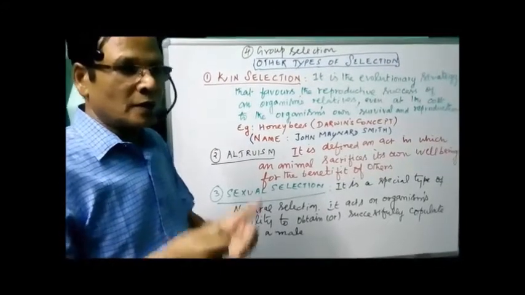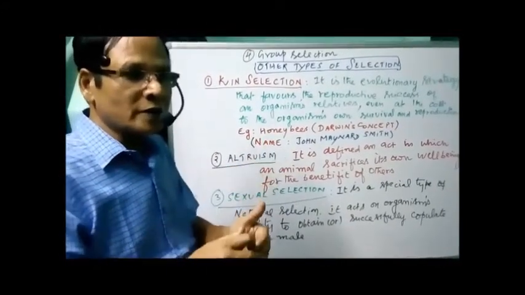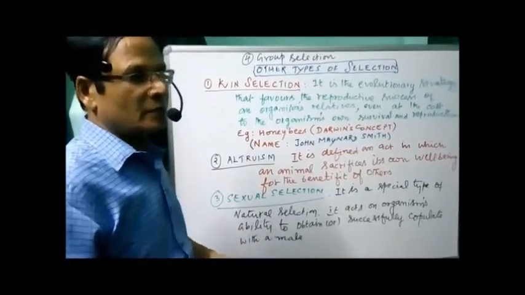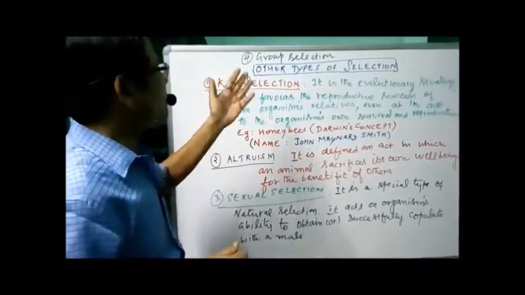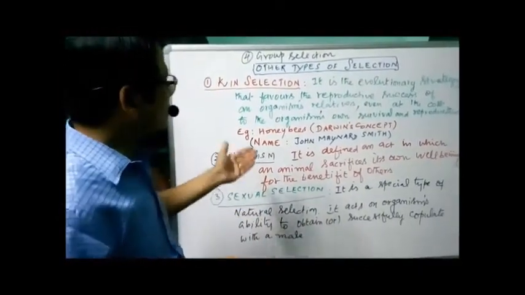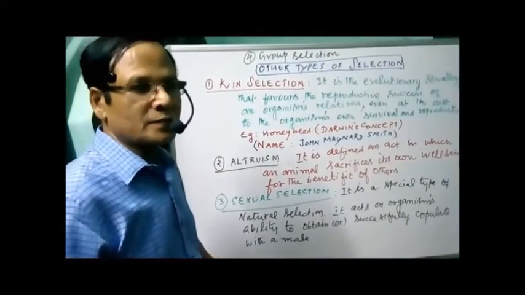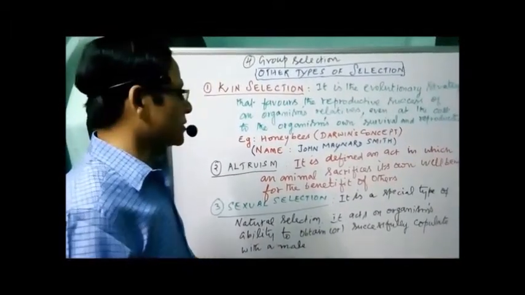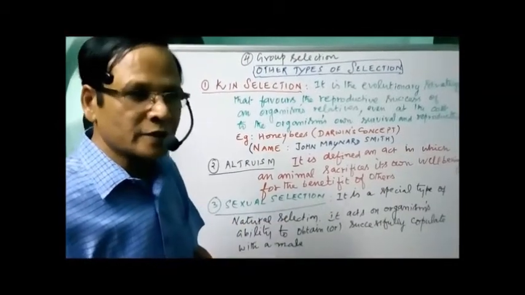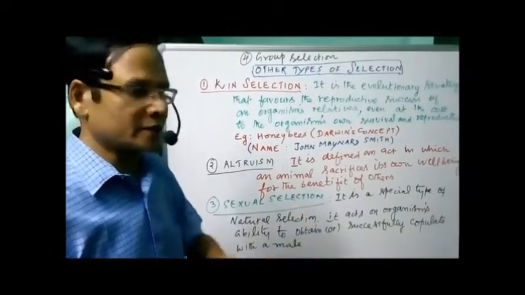The fourth type is group selection. Here a group of individuals are selected together by nature. This is called group selection. So these are all the other types of selection in addition to stabilizing selection. Then we have other types of selection like directional selection, disruptive selection, etc.